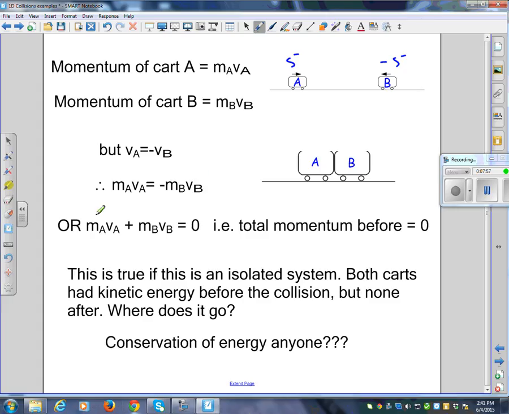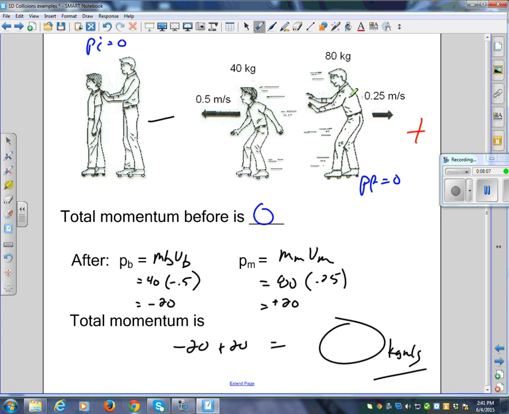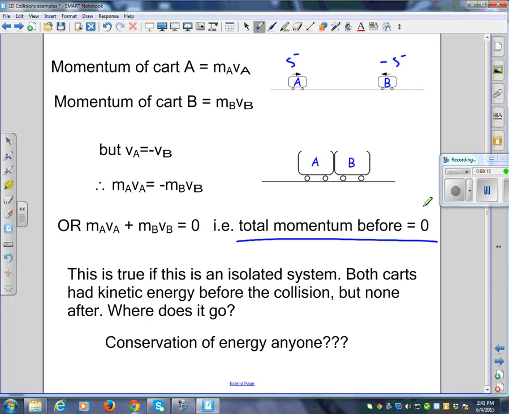Or in other words, the total momentum before again is 0. Even though they are both moving, it's the opposite of momentum man and momentum boy here. Opposite idea. The total momentum before is equal to 0. So this is true if this is an isolated system.